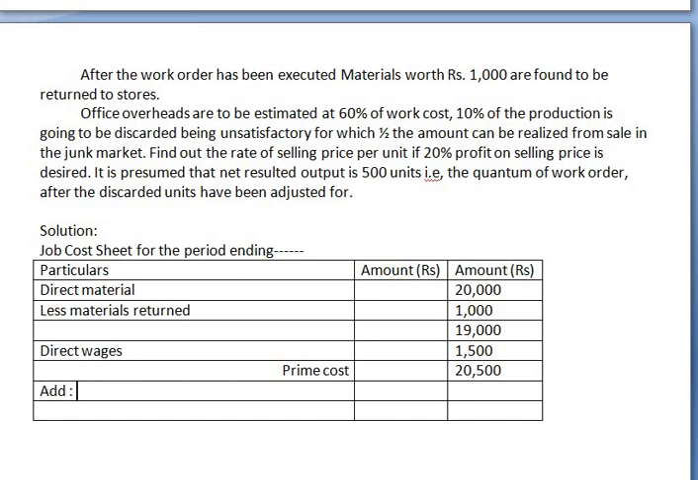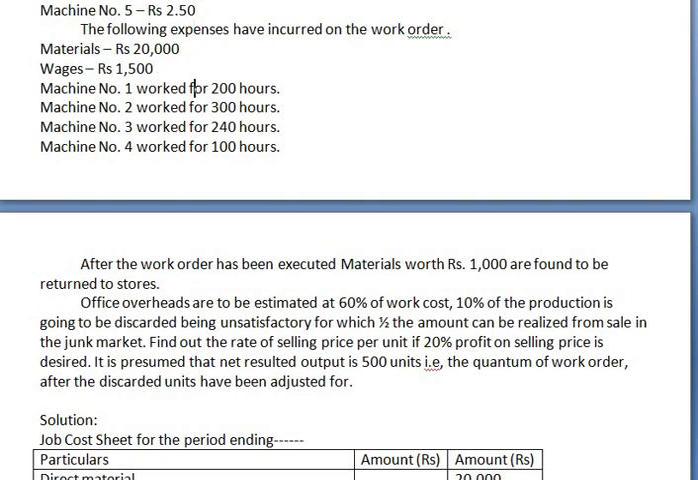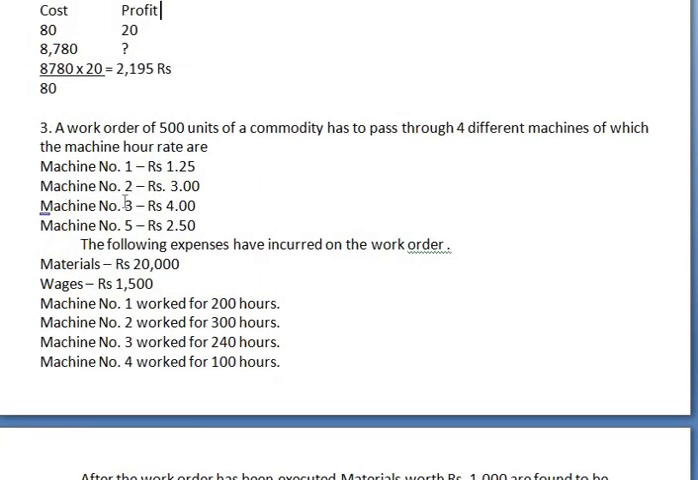Next is add factory overheads. Now, related to factory overheads, what information is given? Here they have given us the machines and how many hours they have worked. There are four machines here, and the machine hour rate is given here. So these are what? These are factory overheads, right?